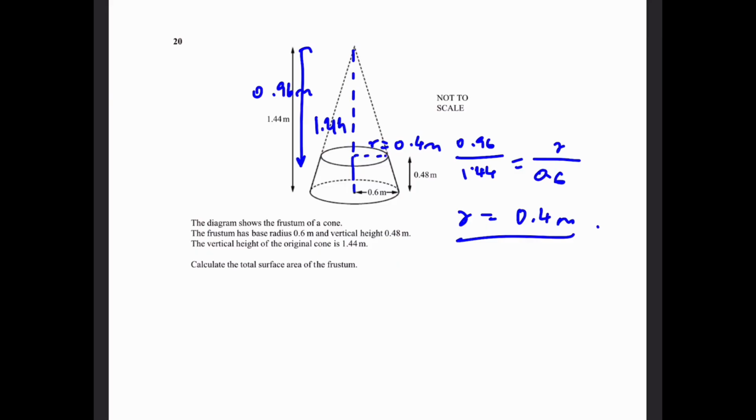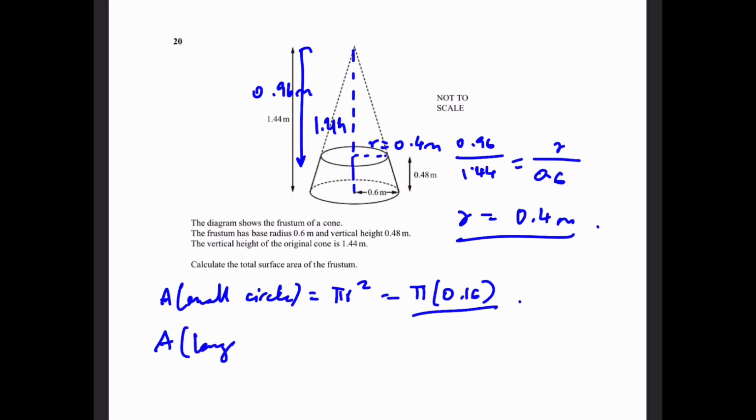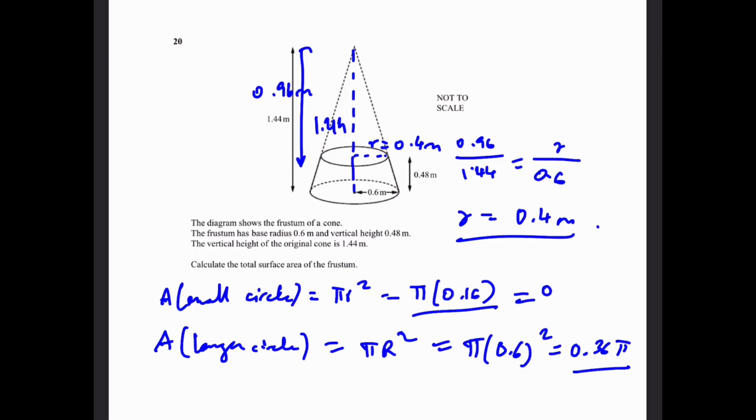And now we can find the area of the two circles. So the area of the small circle is going to be equal to pi r squared, which is pi times 0.4 squared. In other words, 0.16 pi. And the area of the larger circle is going to be equal to another pi r squared. Let's write this as capital R because it's larger and different from the previous r. So it's pi times 0.6 squared, which is 0.36 pi. So we have these two things here, 0.16 pi and 0.36 pi, as the areas here.